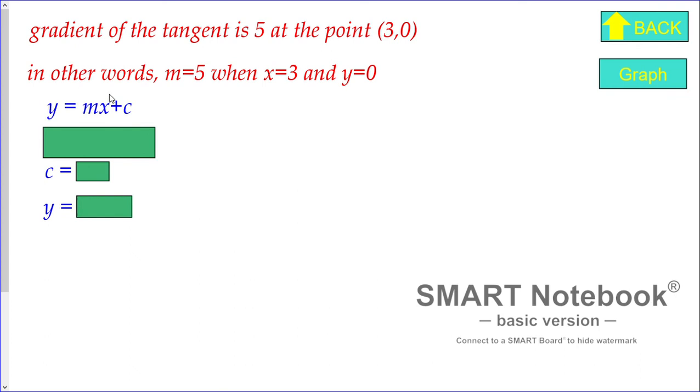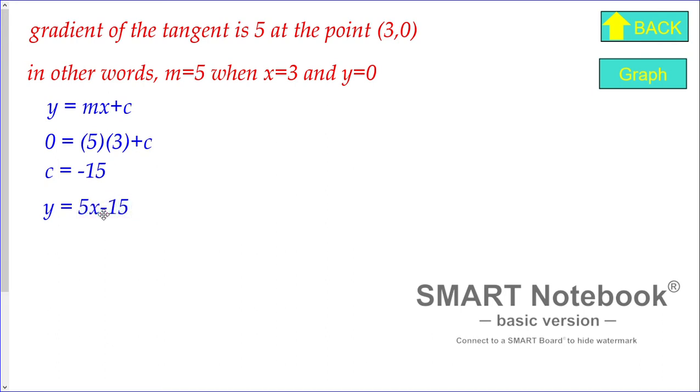We substitute these 3 into our formula for a line, and here it is. When y equals 0, m equals 5, and x equals 3. Now we rearrange and solve for c to get c equals -15. So the overall formula for the line is y = 5x minus 15.